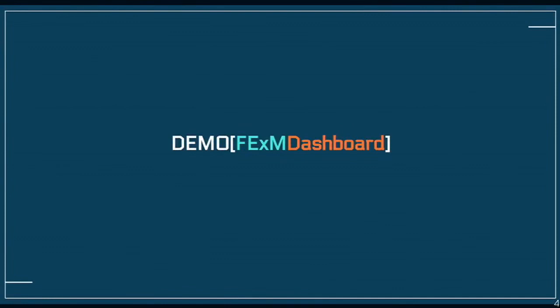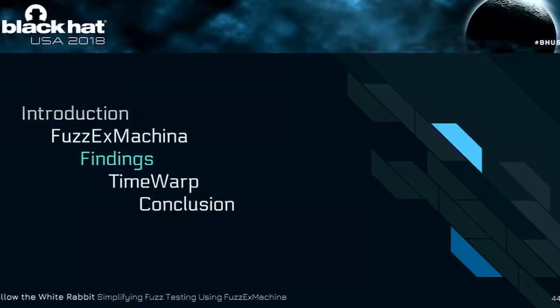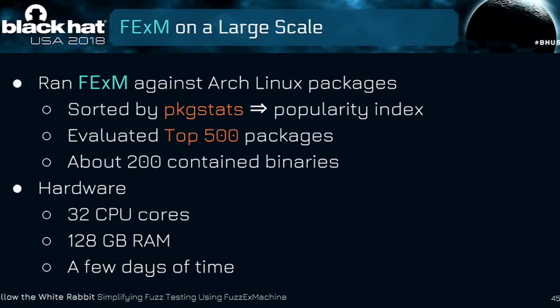And what better way to end Black Hat than with a few crashes, right? So let me present you the findings. What we did was we just ran FuzzExM against the Arch package repo for a few days. We just ran it on the top 500 packages, which means we ran it on around 200 packages containing binaries. The other ones are probably Python or something. We only ran it on one machine. Also, we could have done it on different machines because we're using Celery, large-scale stuff.